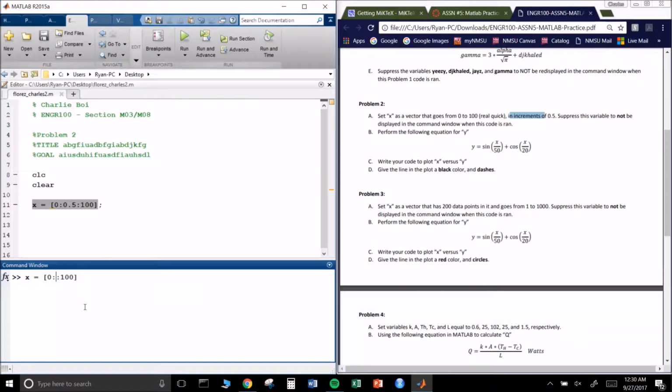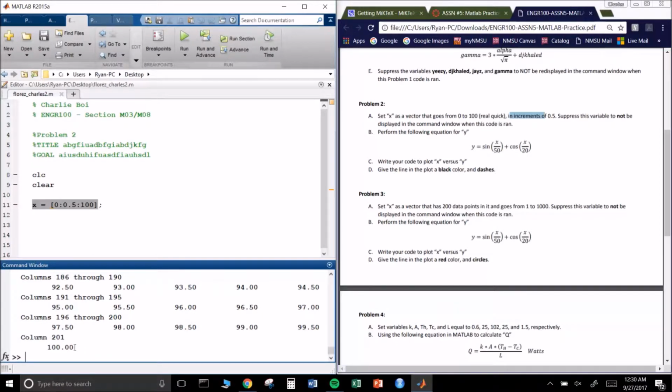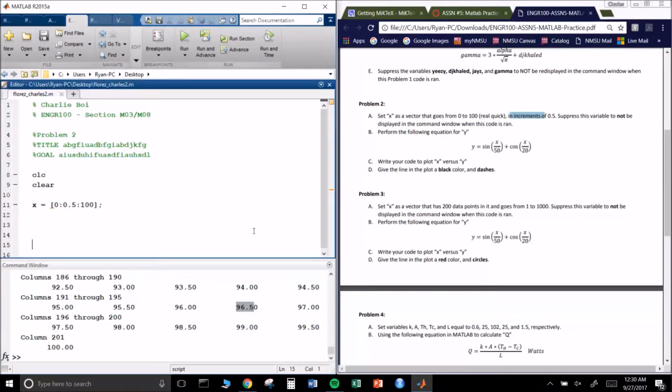If it went in increments of 25, you see how it would do 0, 25, 50, 75, 100. But here what we're doing instead is, of course, 0.5. And so we have increments like 95, 95.5, 96, 96.5, and so forth.